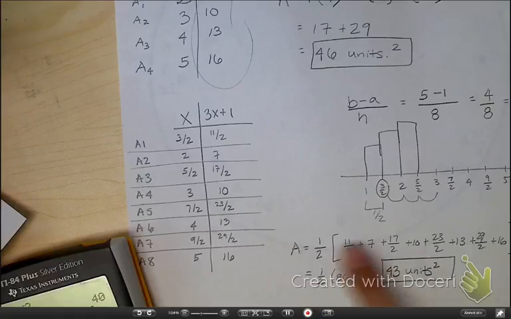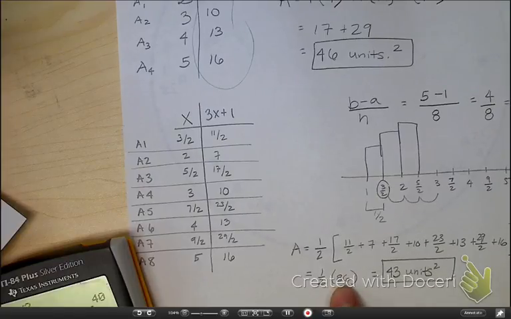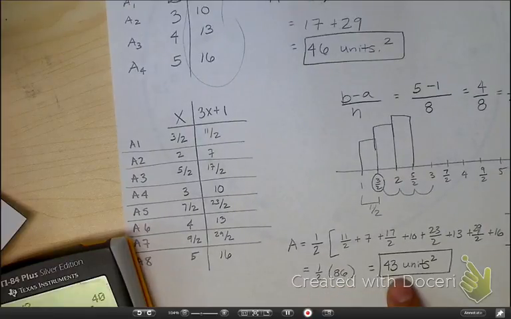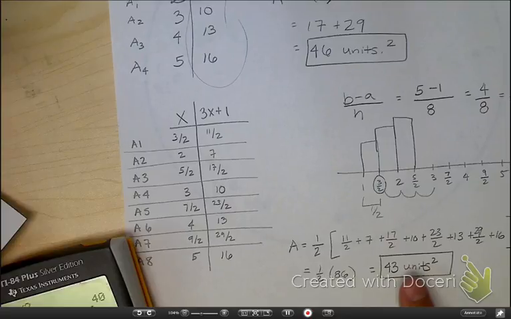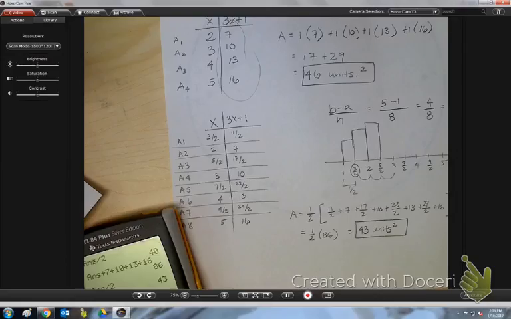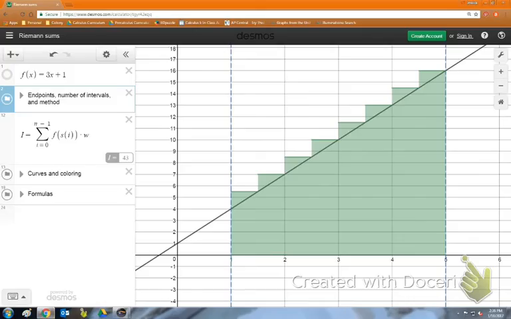Alright, so when I added all these together, I got 86, and then I divided by 2, and I got that it was 43 units squared, which was the estimation for the area from the right when we used 8 rectangles. And again, I believe that's what we got when we were over here looking at Desmos. Yes, 43. So that's how you do these by hand, and we're going to practice doing them by hand for just a little bit until we can get back into the calculus of it and looking at the math behind it.